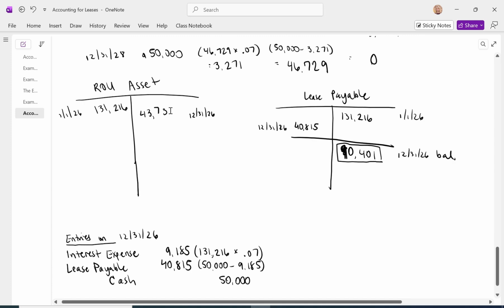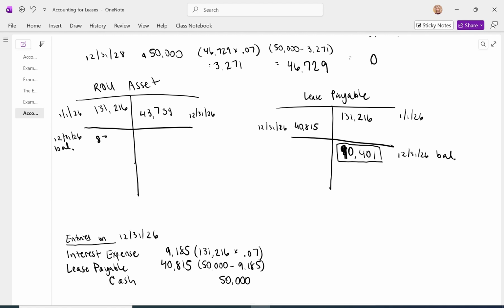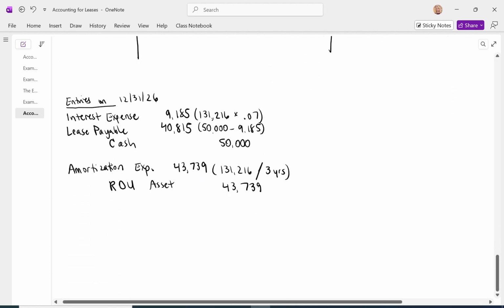43,739. And now I have a balance that I'm going to report on my balance sheet of 87,477. This is going to go on the balance sheet. And that's what we're asked to do: after these entries are recorded, what's reported on the balance sheet?